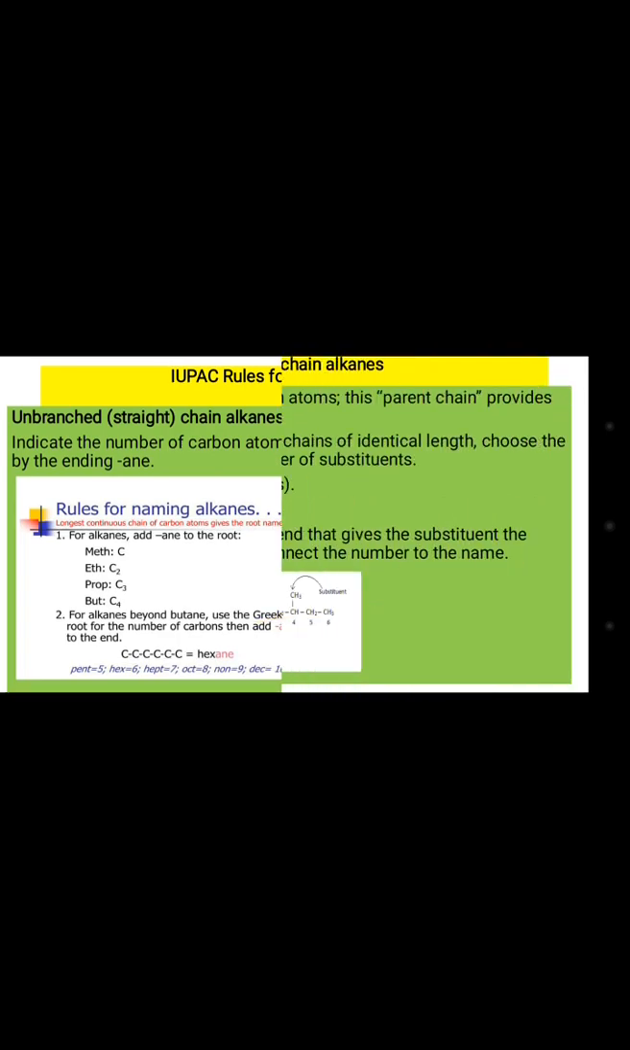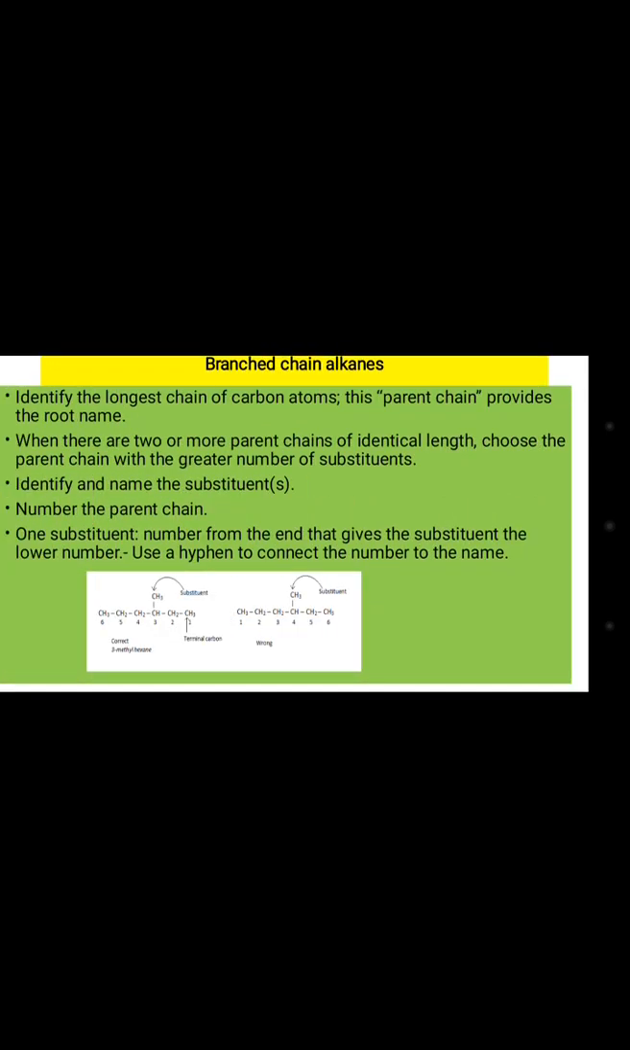the branch, how to name branch chain. You have to listen here, because there are a lot of rules to apply here. Now, when you are naming a branch chain, let's quickly go through the rules. Number 1 is identify the longest chain of carbon atoms. That is the parent chain, because that provides you the root name.